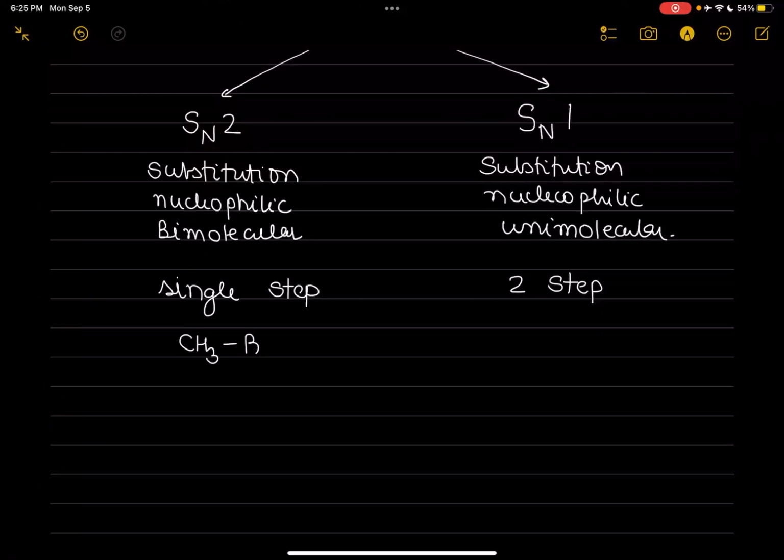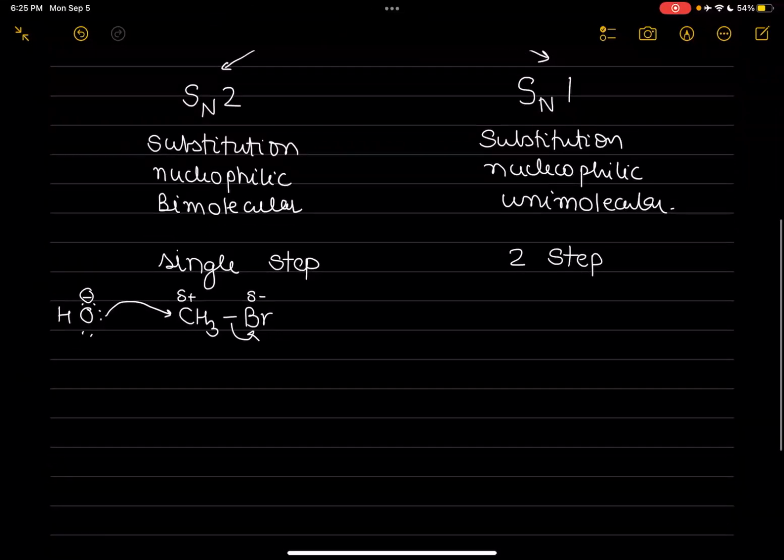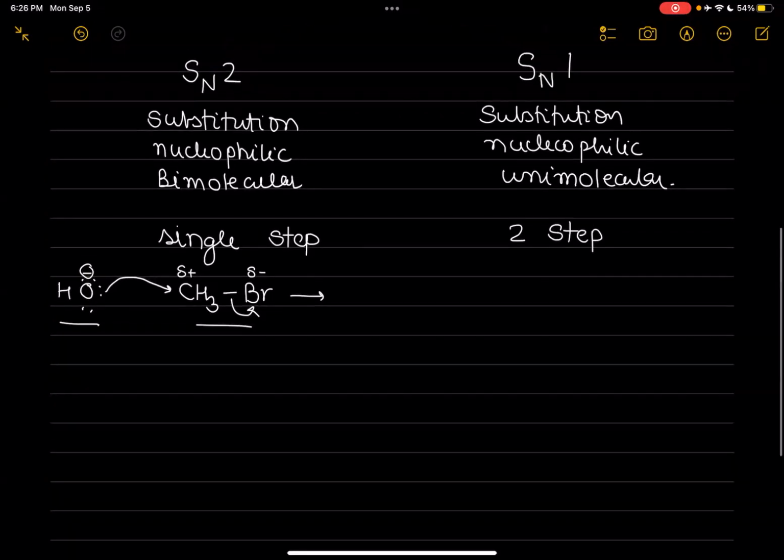Suppose CH3Br you have taken, and aqueous KOH you have taken. OH minus has more electron density. It is minus. It will get attracted toward the carbon because it is having plus charge and Br is having minus charge. So it will come and join, and simultaneously the Br will come out. Okay, simultaneously in one step. So how many molecules are getting involved in the one step? 2 molecules, one is a nucleophile.